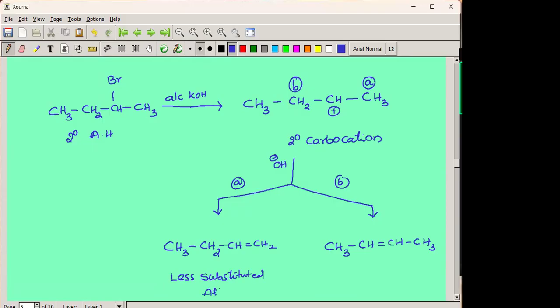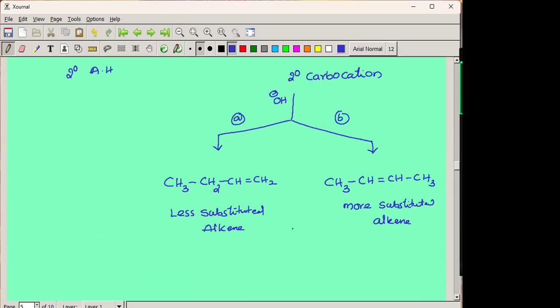Less substituted alkene, and this becomes more substituted alkene. So according to this, there is the Saytzeff rule and the Hofmann rule. Now this product is considered as a Hofmann product, or Hofmann rule. This is the Saytzeff rule.